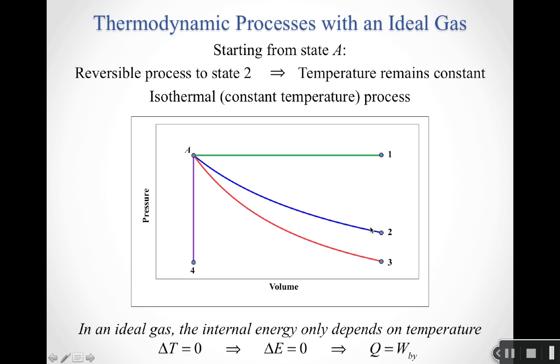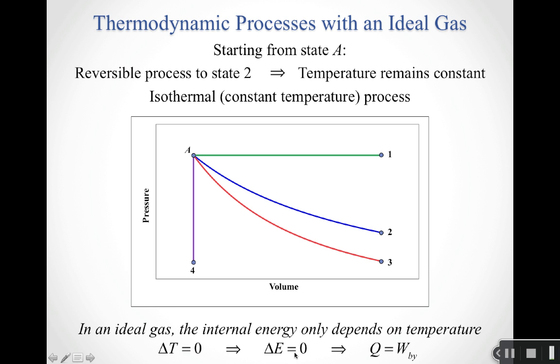If we start in state A and go to state 2, here's a situation where we actually have a constant temperature process. So going from A to 2 is isothermal. In an ideal gas, the internal energy only depends on the temperature. So part of why isothermal processes are really important with ideal gases is because an isothermal process means not only does the temperature not change, but neither does the internal energy.